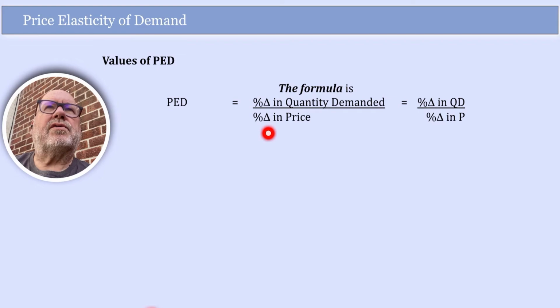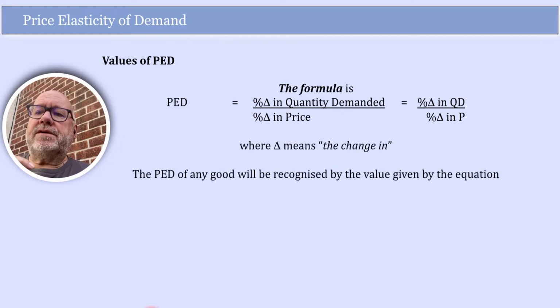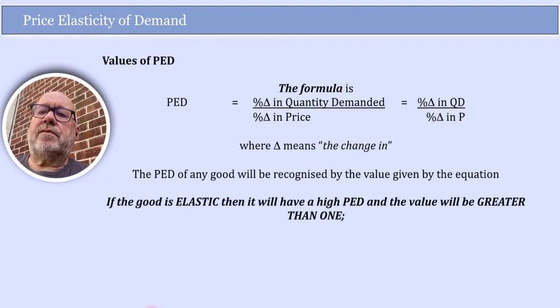So you're going to work out the percentage change in quantity demanded, divide it by the percentage change in price, and then what you're going to find is that you get a number here. Okay, and that's quite important that you get a number, not a percentage change. Often that's a mistake that is made because you've been working on percentages here. You finish with a percentage, which you don't. You finish with a number, really important. Okay, so the PED then is recognized by that value. So if it's elastic, that's got a high PED, and it's going to be greater than 1.